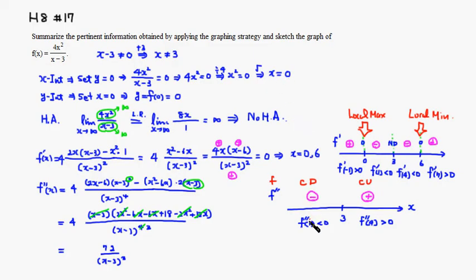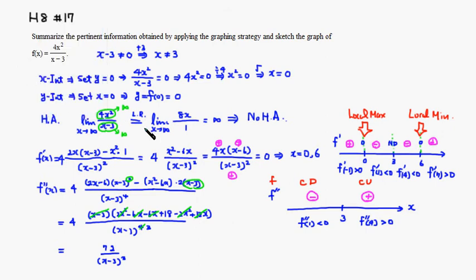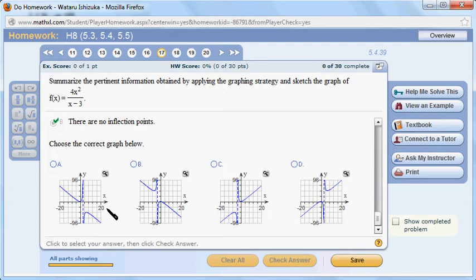Then we have to pick the right picture here. We just said that it's going from concave down to concave up. Let's look at the picture. This is concave up, concave down, so this is not it. Concave up, concave down, this is not it. Concave down to concave up, concave down, concave up. So it's going to be either C or D.